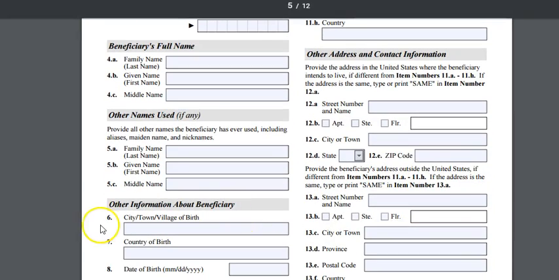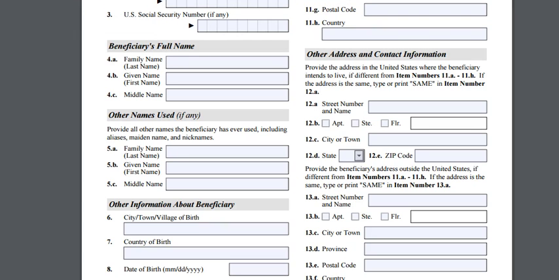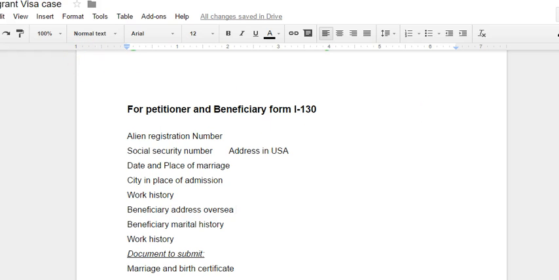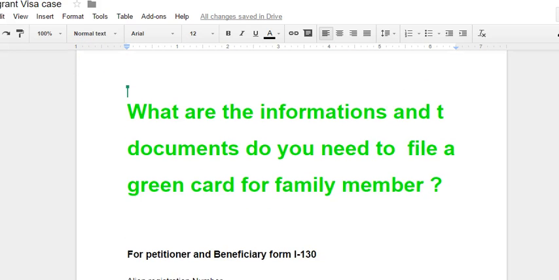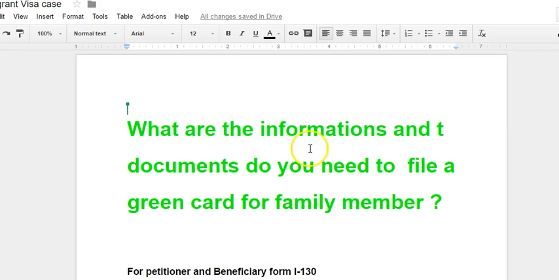Beneficiary information is about the family member that you want to apply for. Now, besides the information that you will need to provide, you need to submit some specific documents also. So let's talk about the documents that you will need to submit.